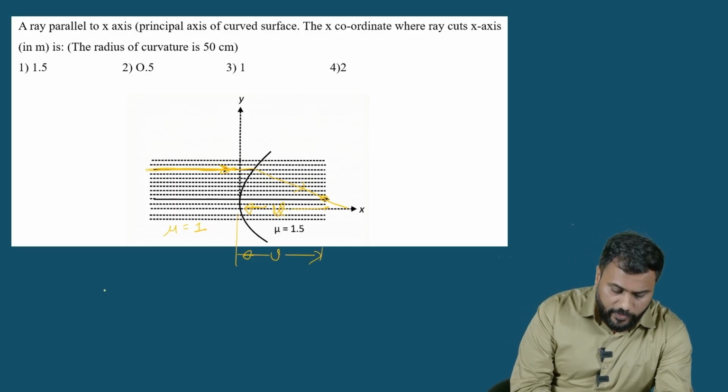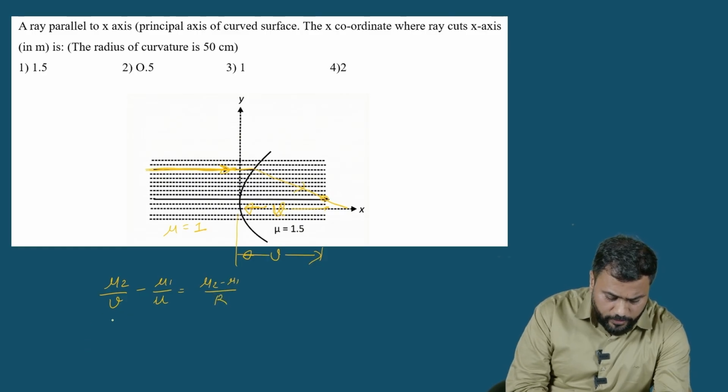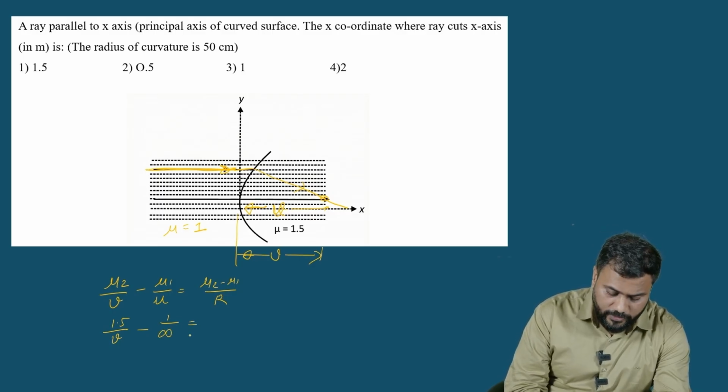Let us use the curved surface refraction formula, which is given by mu2 by v minus mu1 by u should be equal to mu2 minus mu1 by r. Just put the values here. Mu2 is 1.5, v is going to be the x coordinate which we need to find out. Mu1 is 1, u is going to be the object distance since the light is coming from infinity. So we'll assume object distance is infinity. Mu2 minus mu1 by r.